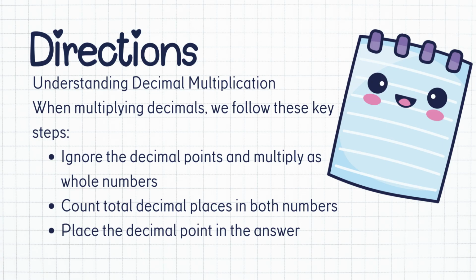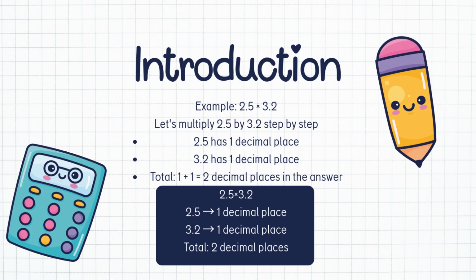First, we ignore the decimal points and multiply as whole numbers. Second, we count the total decimal places in both numbers. And third, we place the decimal point in our answer. That's it. Let's see this in action. Let's work through an example together.